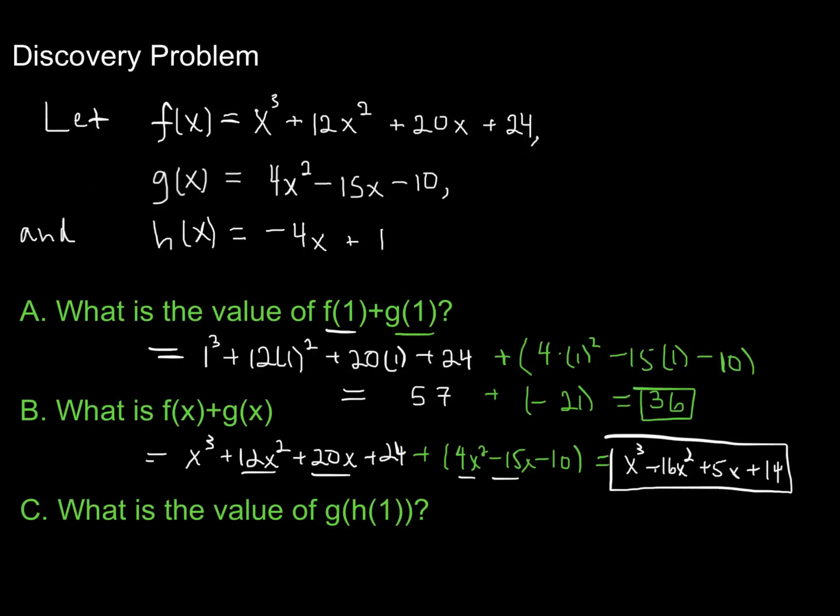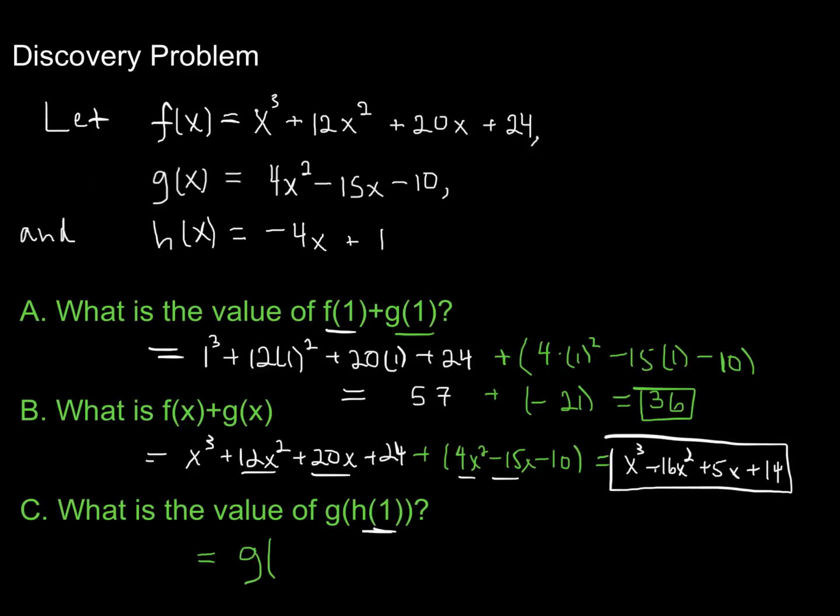What about the value of g of h of 1? Okay, well notice here that the first thing is that I've got to figure out what h of 1 is, because I can't evaluate g at some value. I can't plug in anything for x into my function g until I know what that is. So I've got to first figure out what h of 1 is. So I'm going to rewrite this. I'm going to take g of, and I've got to figure out what h of 1 actually is.